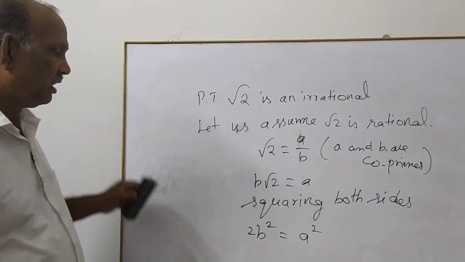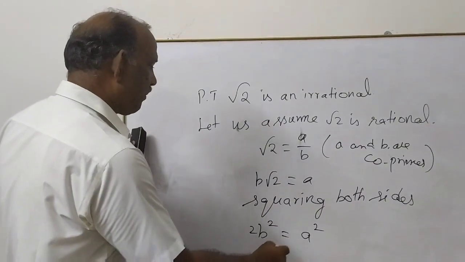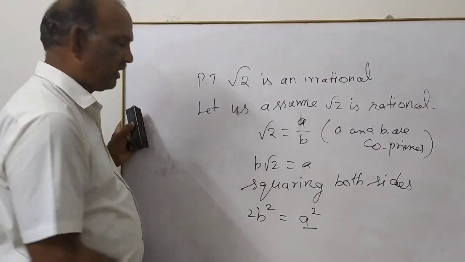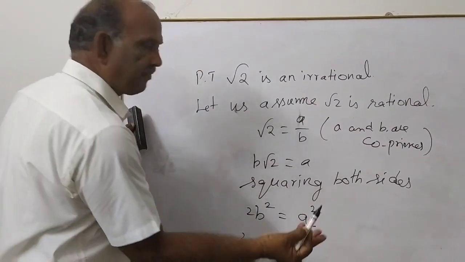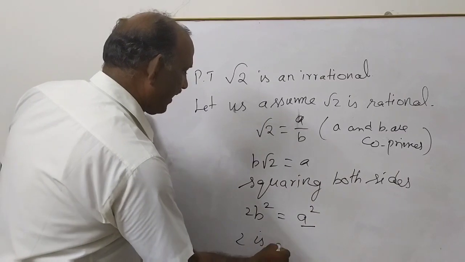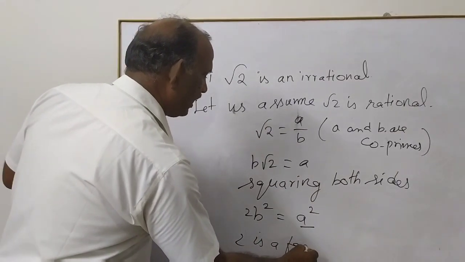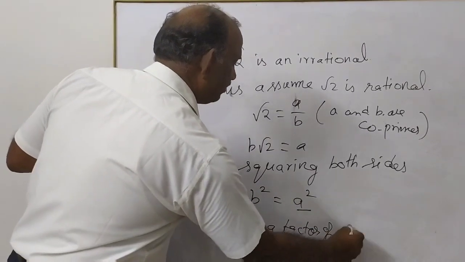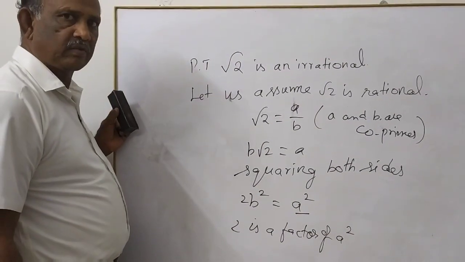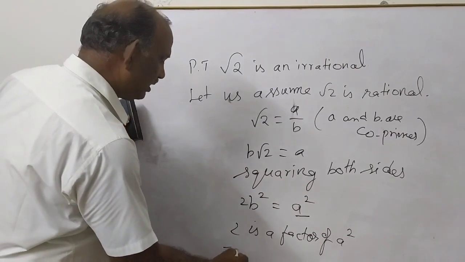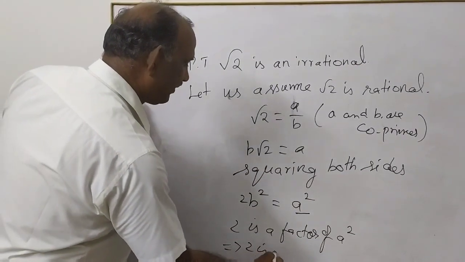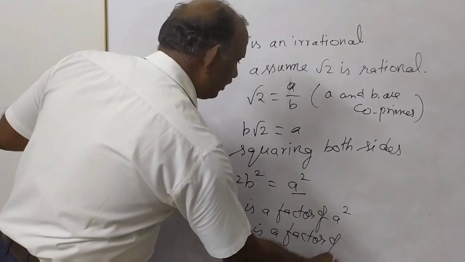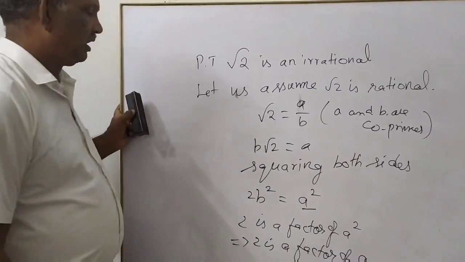That means what? We can say 2 is a divisor of a squared. 2 is a factor of a squared. That means what? 2 is a factor of a.